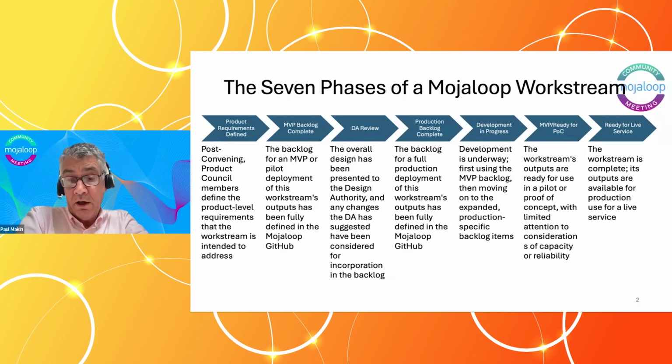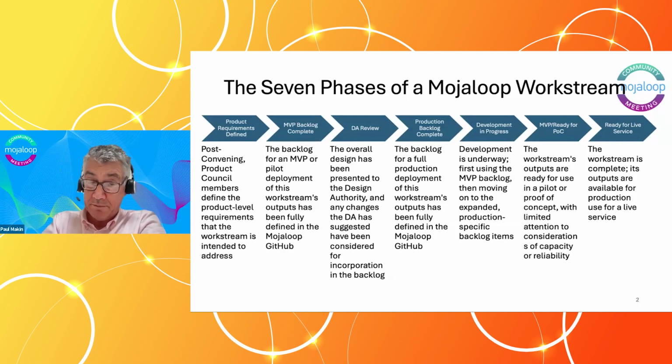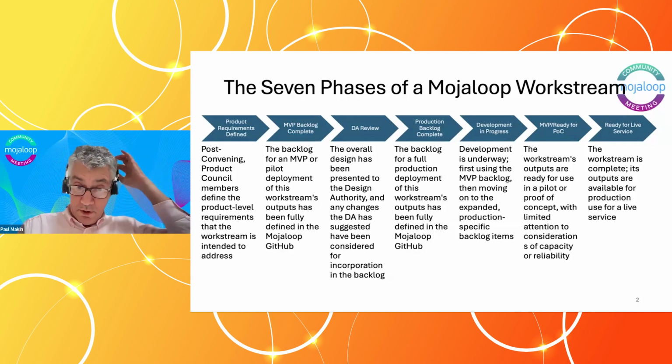So essentially, it's suitable for use in a non-production environment just to prove that this is meeting the initial product requirements. And then finally, we reach a point where it is ready for a live production service. So those are the 7 phases, and they are used as the basis of the workstream dashboard. So moving on to that.